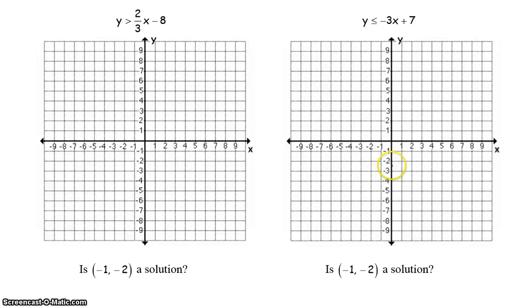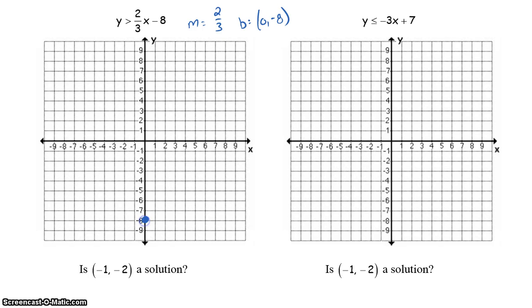In our first problem, our inequality is already in slope-intercept form. So we see that our slope is 2/3 and our y-intercept is at (0, -8). We always begin at the y-intercept. On our y-axis we go to -8 in this case.